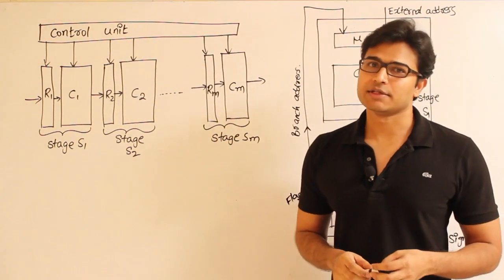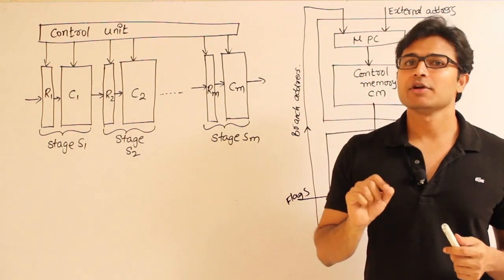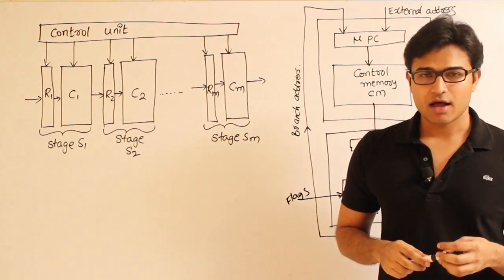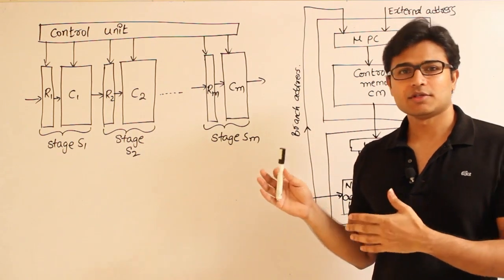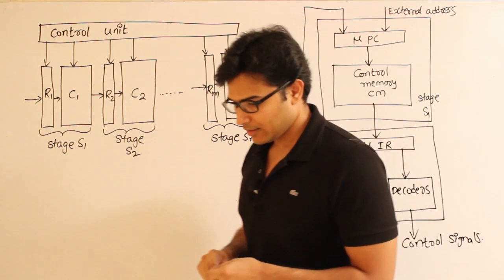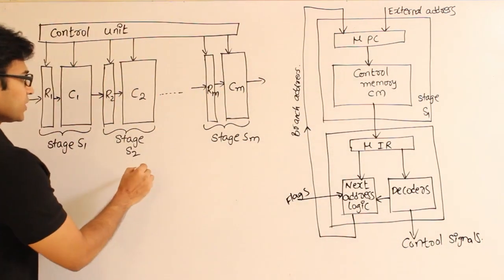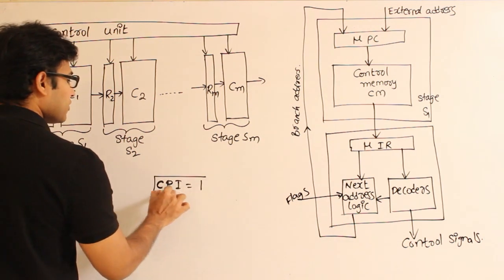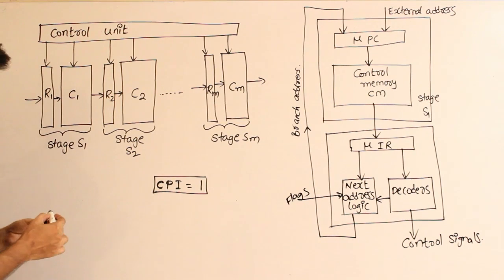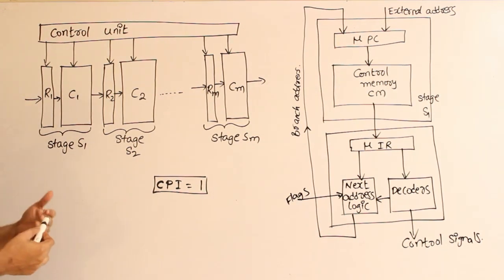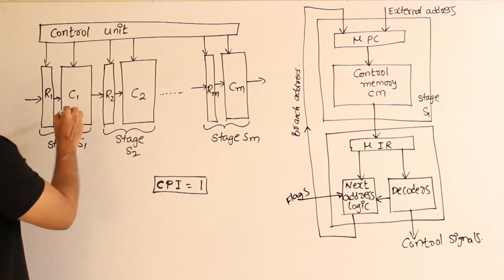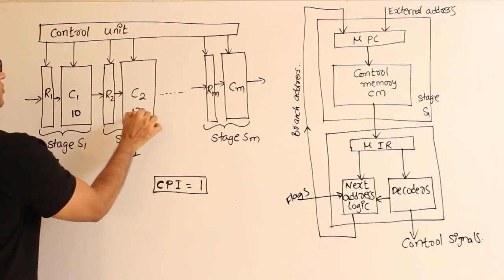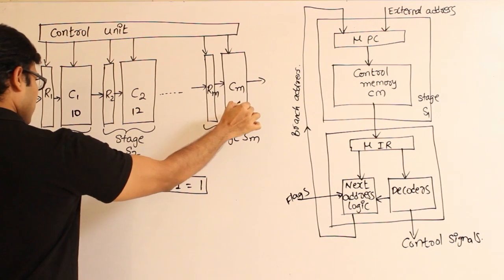Now there are various ways here. What should be the time period of the clock? If you observe, our main aim in designing this pipeline is to see that the clocks per instruction is always 1. That is our main aim, and we try to achieve it. How should we set the clock? Let us say for this unit the time taken is 10, for this one 12, for this one let us say the time taken is 14.